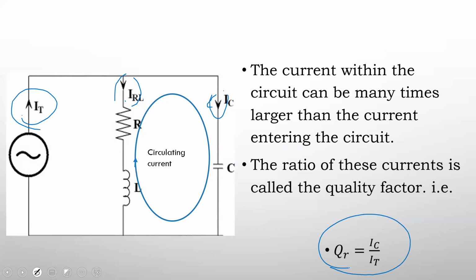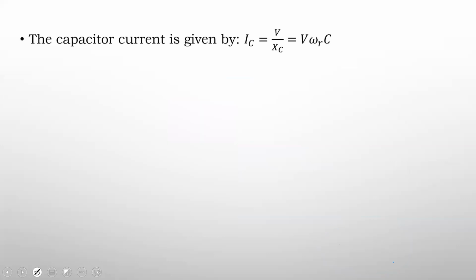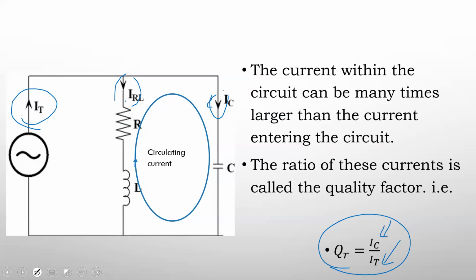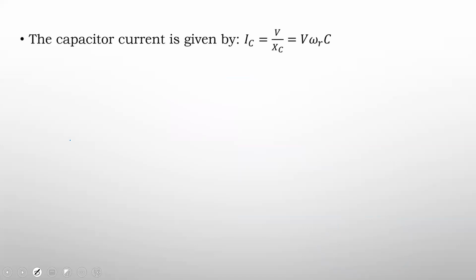Now, we can determine IC and we can determine IT. For IC, it is the applied voltage over XC. Again, XC is 1 over omega C. Now note, I'm very deliberate in this, because all of what we're talking about is occurring at resonance. Note, I continue to use omega R, not just omega.